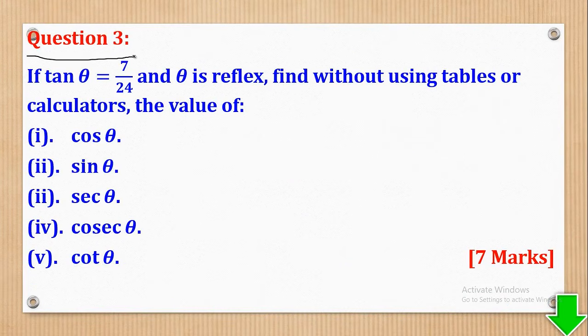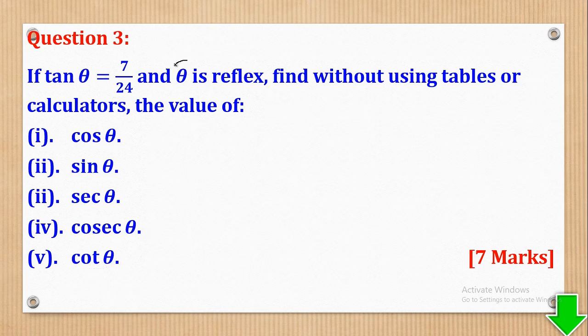Now we shall go to question 3. Question 3 says that if tan theta is equal to 7 over 24 and theta is reflex, find, without using tables or calculators, the value of cos theta, sin theta, sec theta, cosec theta, and cot theta.